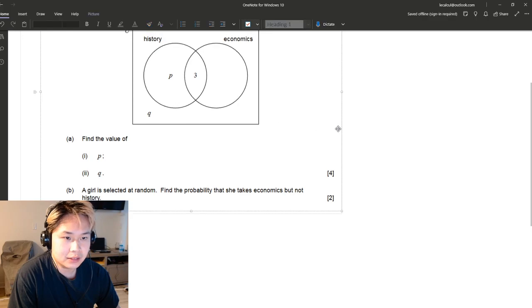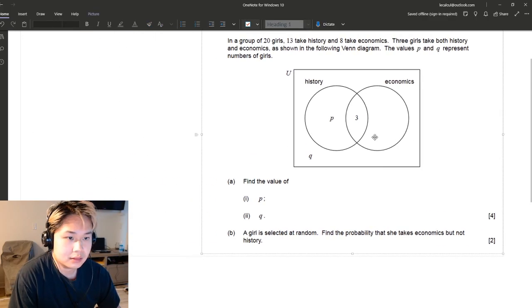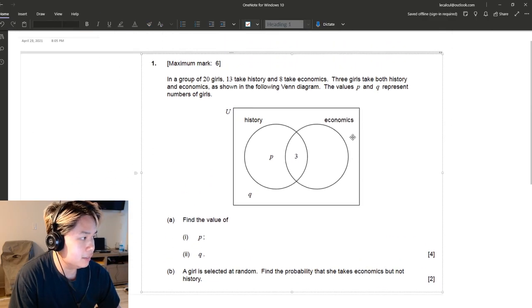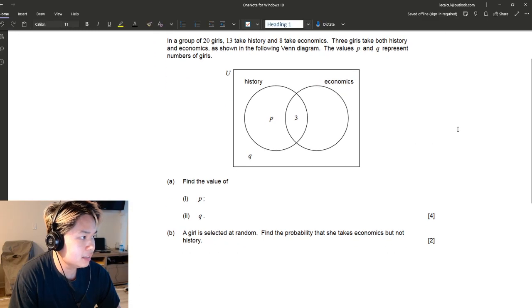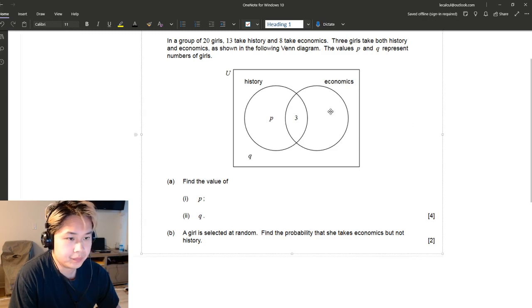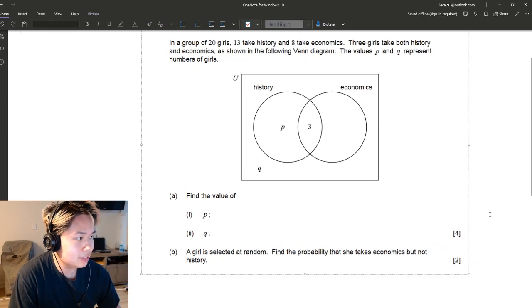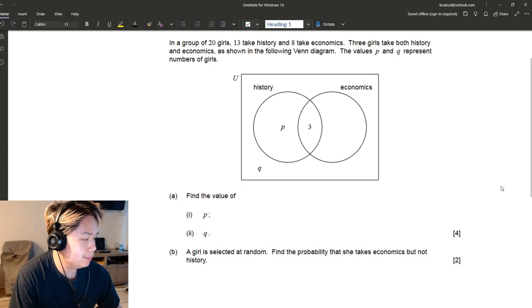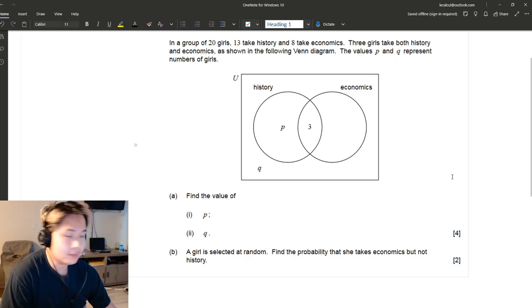Awesome. So here's the first question of the 2017 paper one. And look at this, good old Venn diagram. So almost everyone should be able to answer this. You killed it? Nice.